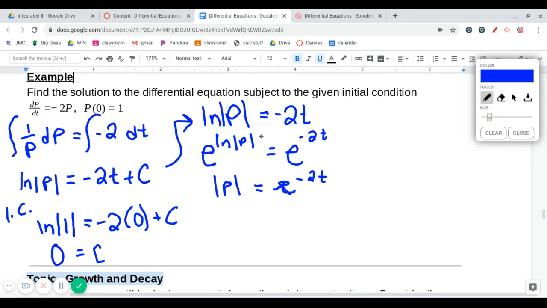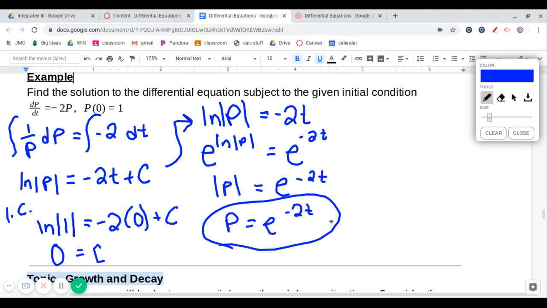And now you can double check me on this, but e to the negative 2t will never be 0. So since e to the negative 2t will never be 0, we actually don't need this absolute value because this term on the right-hand side will always be positive. So we can just write this as p equals e to the negative 2t. And this is important. We'll talk about this solution in the next video. There's something special about this population equals e to the something.